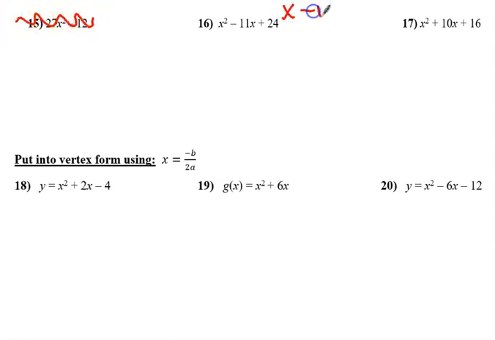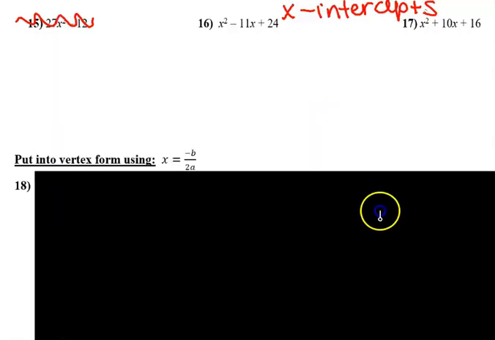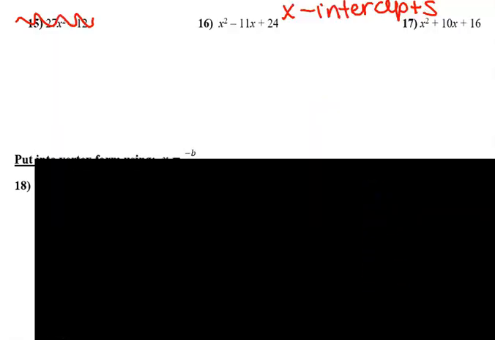All right, now let's work out 16 and 17. This is when we're trying to find the x-intercept. So if they say something about finding the x-intercepts, this is what they're talking about. All right, so let's do it. Okay, you guys are doing great. So 24 on top, negative 11 on the bottom of our x method.